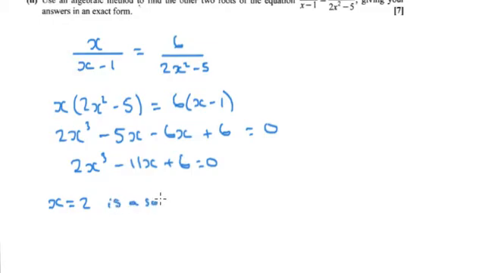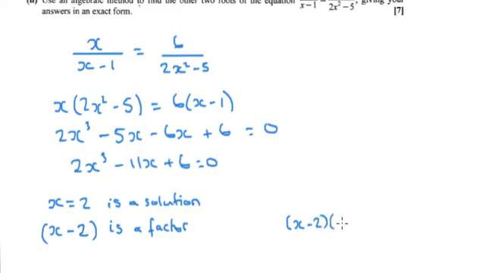So we can use the factor theorem to say that that means that x minus 3 will be a factor. Sorry, x minus 2 is a factor. So we know that x minus 2 times by some sort of quadratic will give us the 2x cubed minus 11x plus 6.